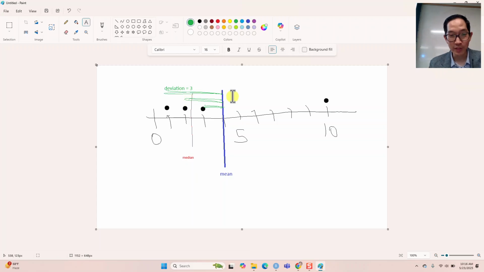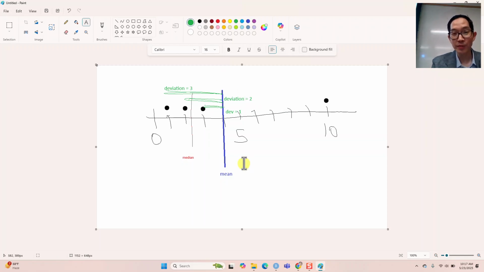And here you have deviation 2. Equals 2. And here you have deviation equals 1, right? And basically that's the distance from the mean. I guess these are all technically -3, -2, and -1.